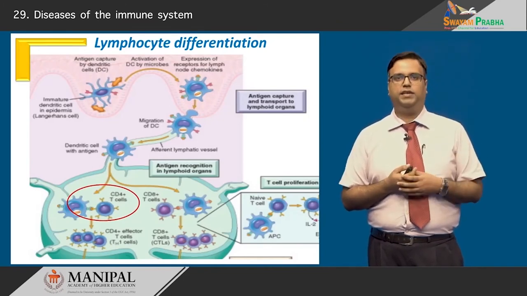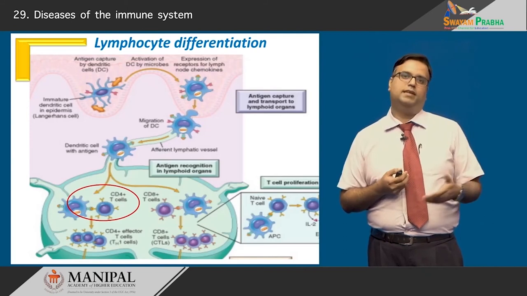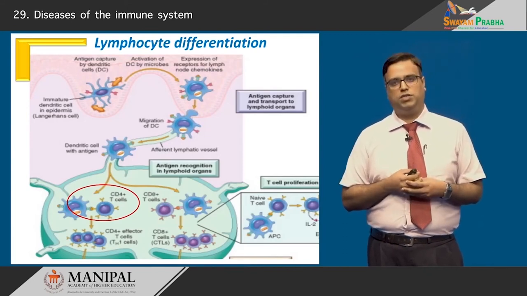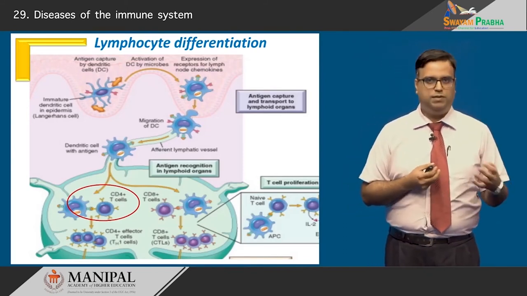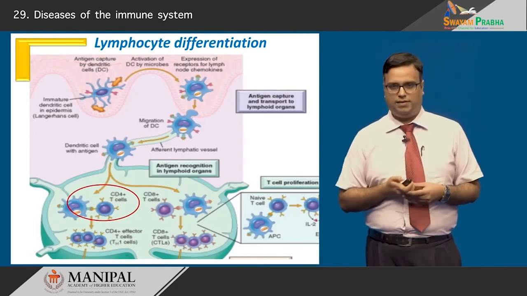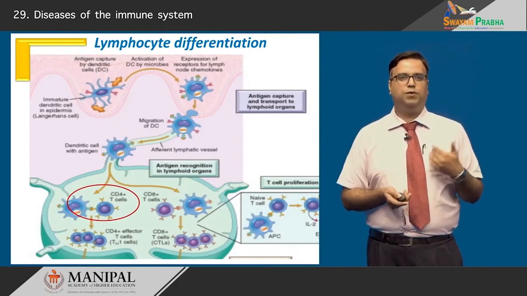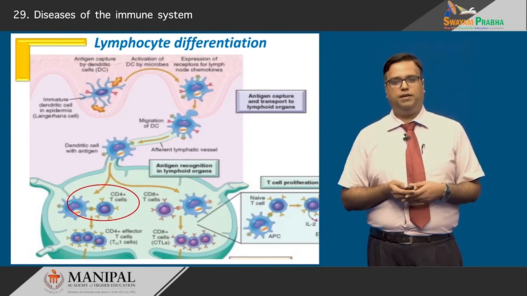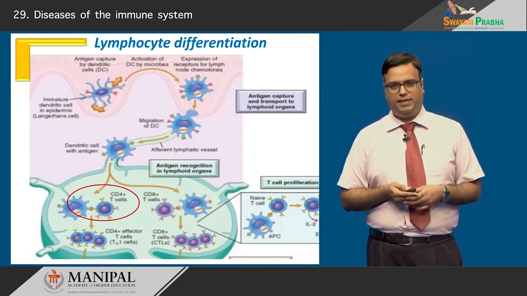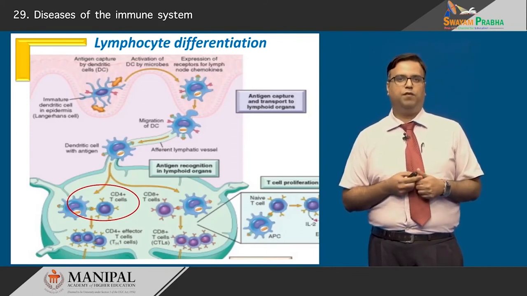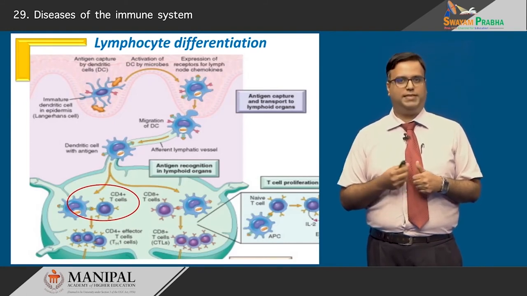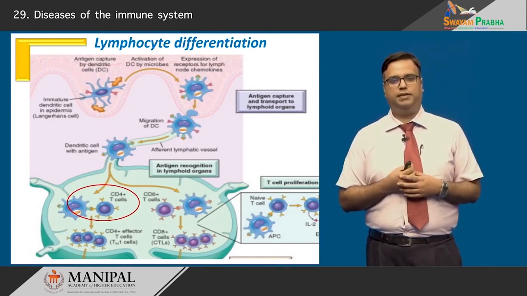Like I said, the 8 into 1 is 8. If the dendritic cell is harboring a molecule which is of class 2 MHC, it will activate your CD4. 4 into 2 is 8. Now, here you can see the CD4 cells. Once they are activated, they become what are called effector T cells. Effector T cells can be of Th1 type or Th17 type, which we will come to a bit later.